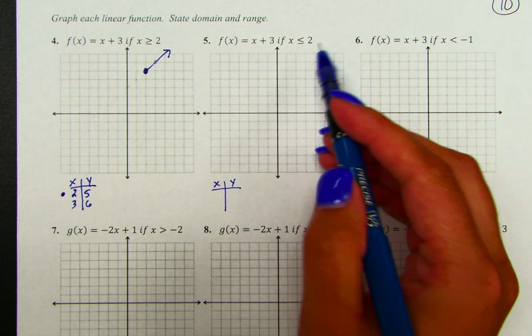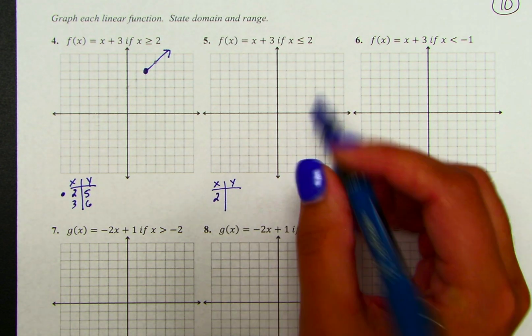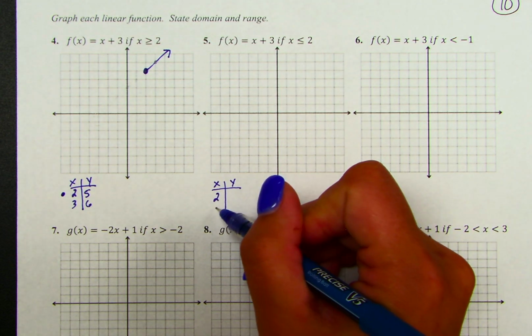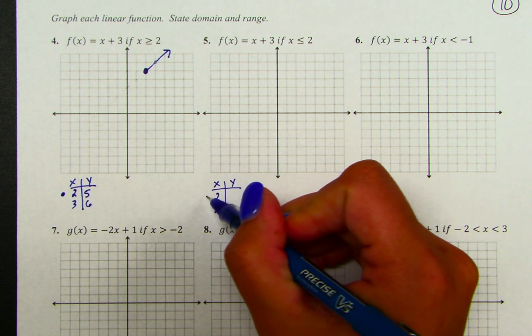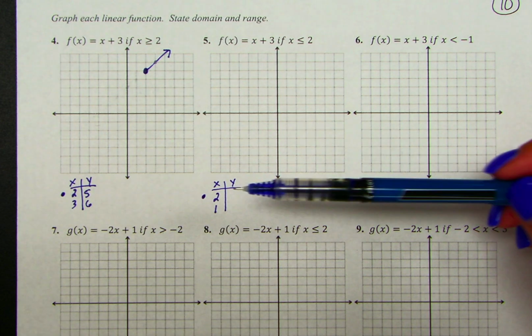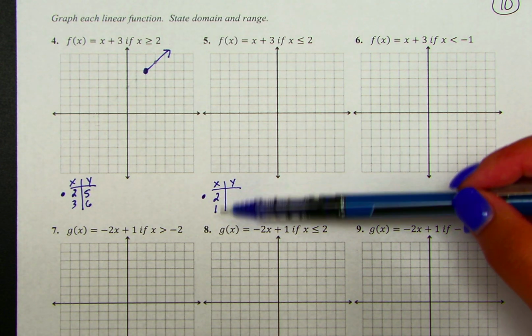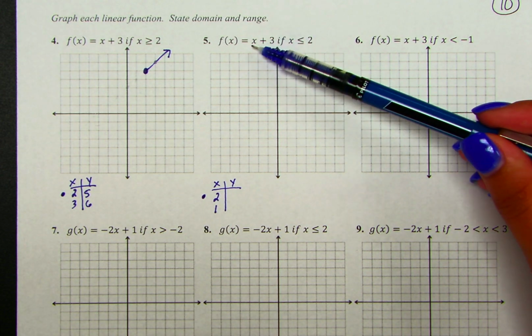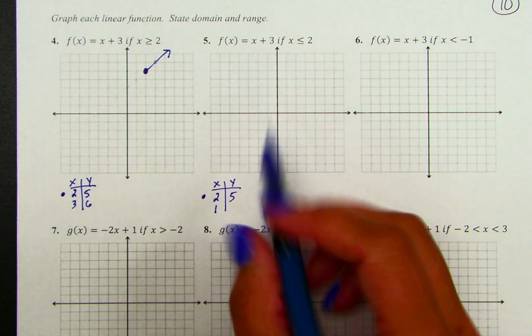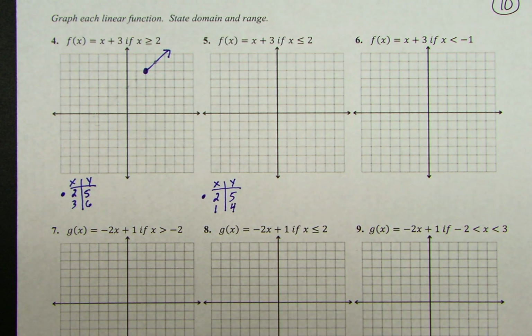So again, for T-chart, I'm always picking my endpoint, and then I'm picking my next value based on the inequality. So less than 2, I would want to pick 1. And my endpoint is going to be a closed circle when I graph it. So to get the y values, we're just substituting these in one at a time into our equation. So 2 plus 3 is 5. And then 1 plus 3 is 4. And now I'm ready to graph.